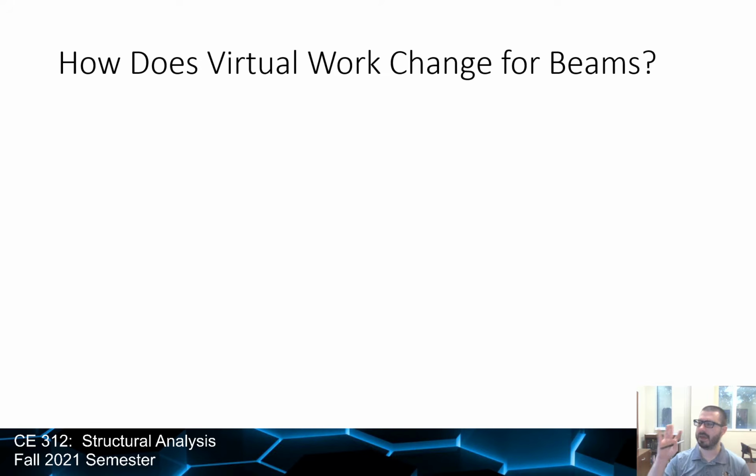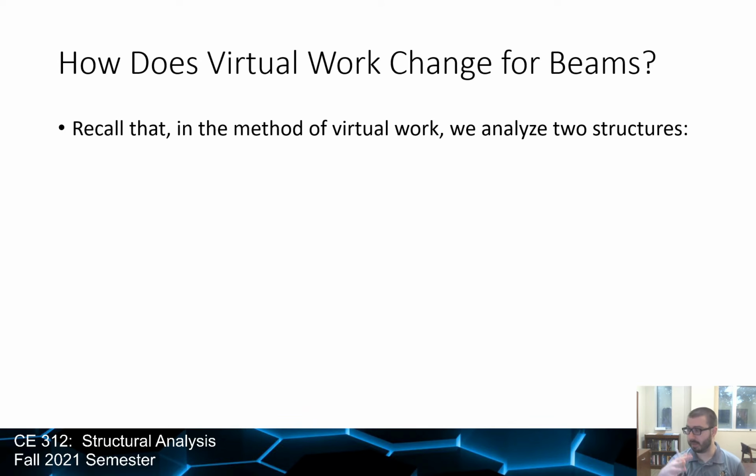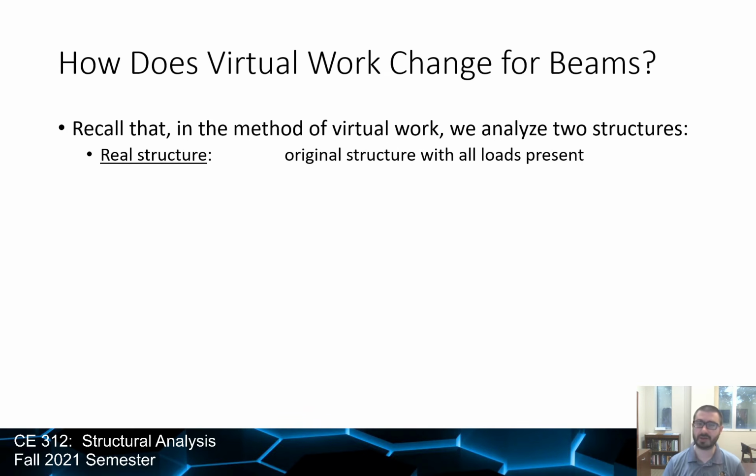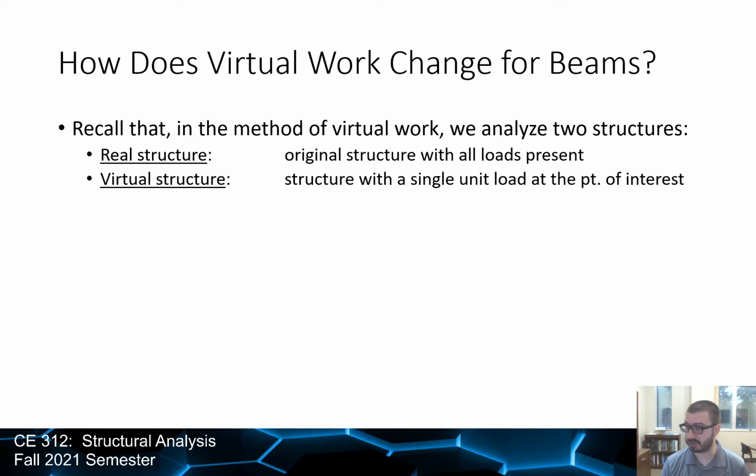First off, I showed you earlier how virtual work applies to trusses. We have the real load and the virtual load. So how does virtual work change for beams? Recall that when we did virtual work, we analyzed two structures. We had the original structure with all the loads present, and then the virtual structure, where we took all the loads off and put a single load at a point of interest. So what do we do for beams?